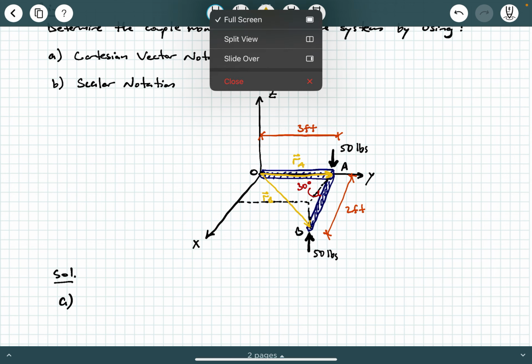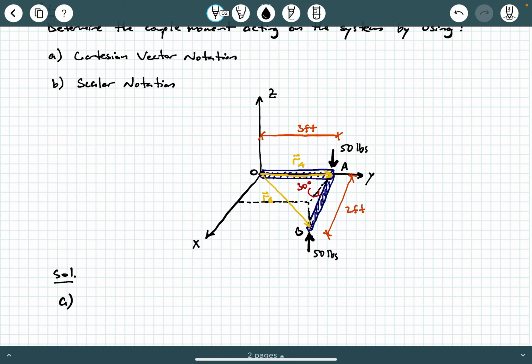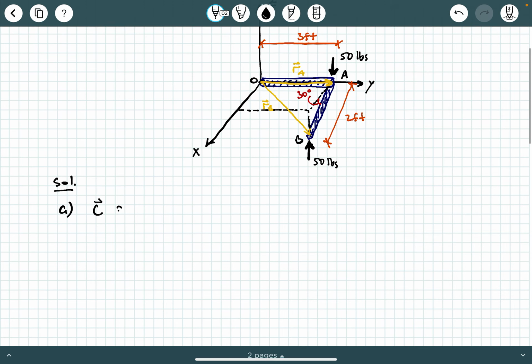So watch what happens here. I'm going to say the couple moment is going to be equal to the summation of the R cross F terms for each of those forces. So how do I do that? Well, I'm going to need these different R values, RA and RB. Let's go ahead and work those out. Those position vectors, RA and RB, you can hopefully just look at this and figure out what those are. RA is pretty easy.